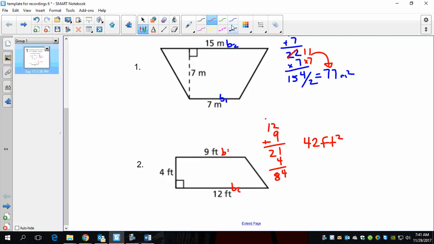Now, let's just try that little tricky thing one more time where we cut something in half. If we had 21 times 4, if we wanted to cut the 4 in half, then we know we would just do 21 times 2, and 21 times 2 would be 42, and that's how we're coming up with our answer of 42 feet squared.